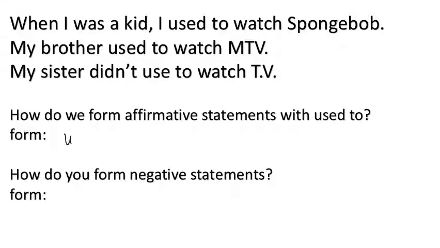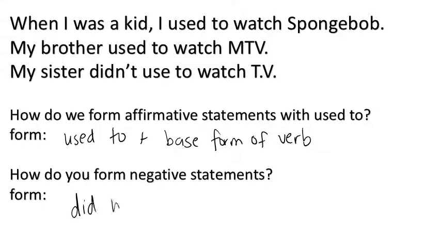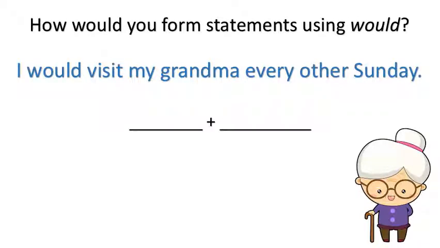I have form used to plus base form of verb. Negative statement, I have did not plus used to. So that is the only difference, just that you omit the D from used to when you're using it in a negative form. Same goes for would. It doesn't change according to the noun before it. So if it's singular or plural, it remains would, and it would be the same thing as used to, except I would write would instead of used to, and base form of verb.